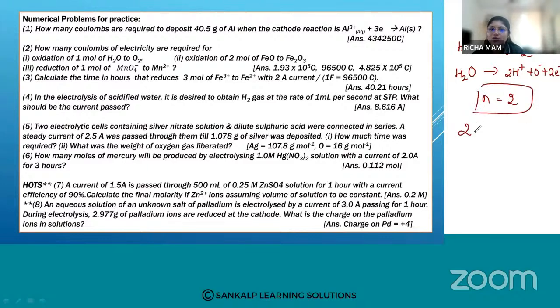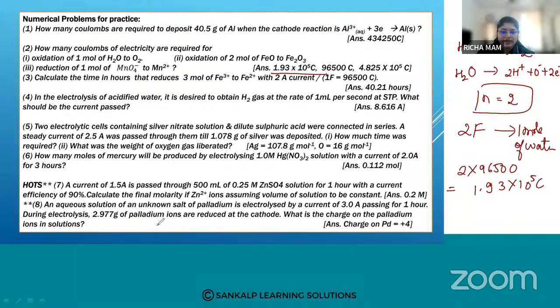So for oxidation of 1 mole of H2O, 2 moles of electricity is passed. So 2 moles of electricity is passed for 1 mole of water. So it is 2 into 96,500. How much will it be? It comes to 1.93 into 10 raised to 5 coulombs. Yes, the answer is correct, 193,000. You can convert it into this.